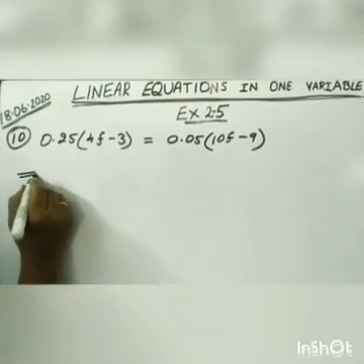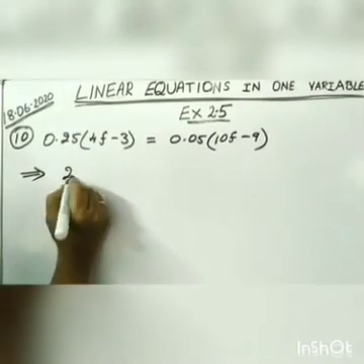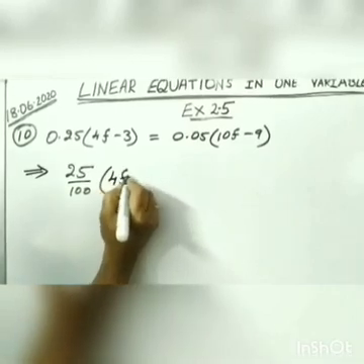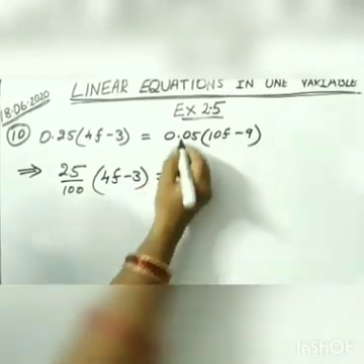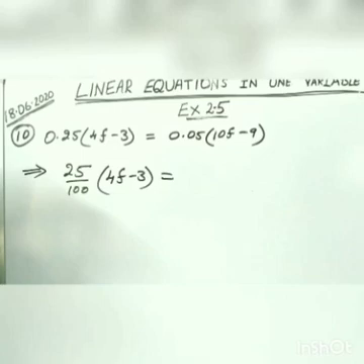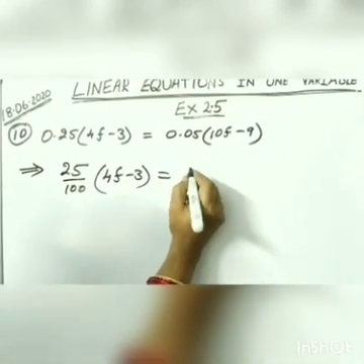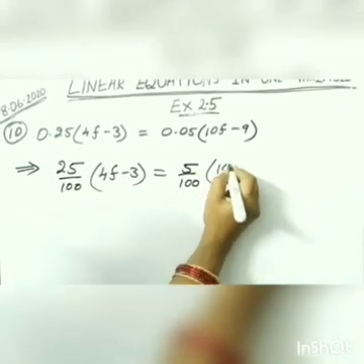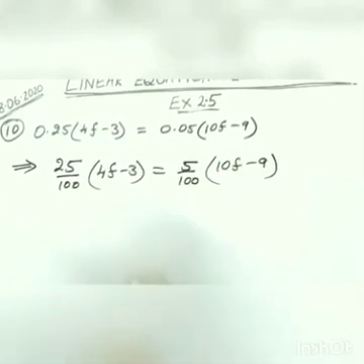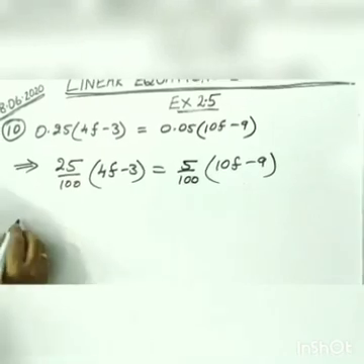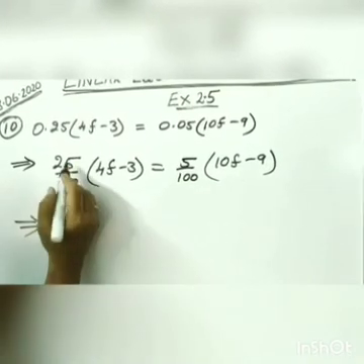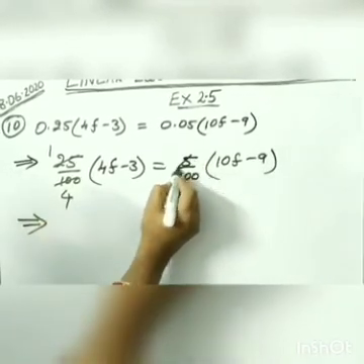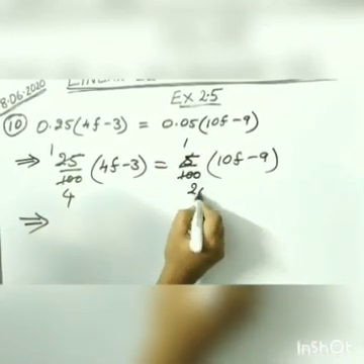Okay, so you have 25, when you convert it into fractions, you get 25 by 100 into 4f minus 3. Here also you have two decimal places. After the decimal you have two places. So you have 5 by 100 into 10f minus 9. So let us see here what we can do is, you can cancel here. 25 goes once and 25 goes 4 times. 5 goes once, 5 goes 20 times.